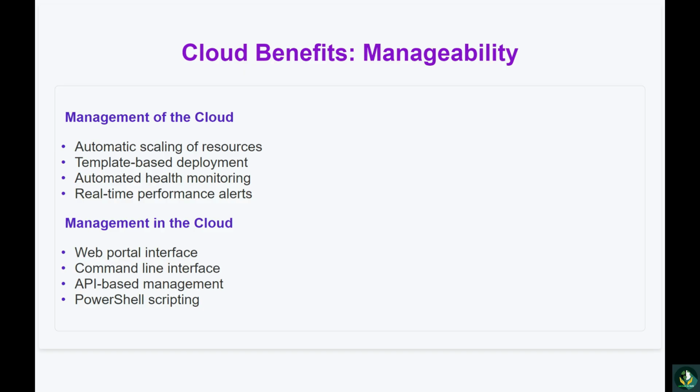Command Line Interface, CLI. For more advanced users or for automating repetitive tasks, cloud platforms provide command line tools. These CLIs allow for quick and efficient management of cloud resources through text-based commands, which can be easily scripted for automation. API-based management. Cloud providers offer extensive APIs, application programming interfaces, that allow for programmatic management of cloud resources.